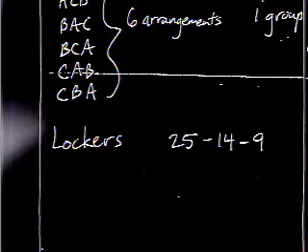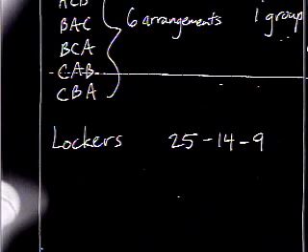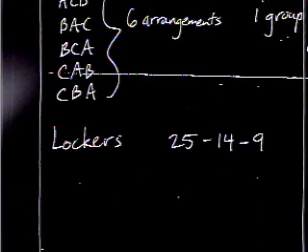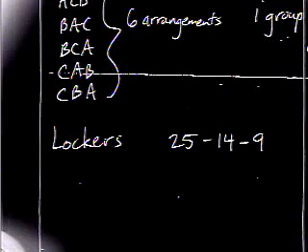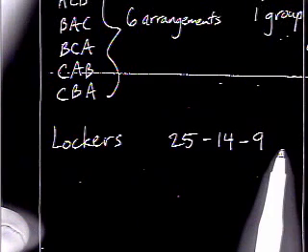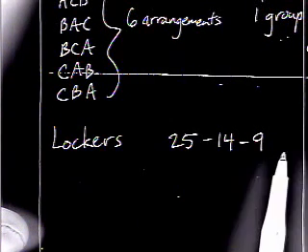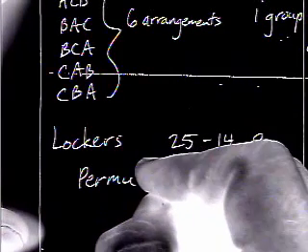Lockers. Lockers are opened with an arrangement of 3 numbers. Now, does the order matter? In other words, could I rearrange these numbers and open the same locker? The answer is no. So order matters, which order I put these in. So this is a locker permutation.